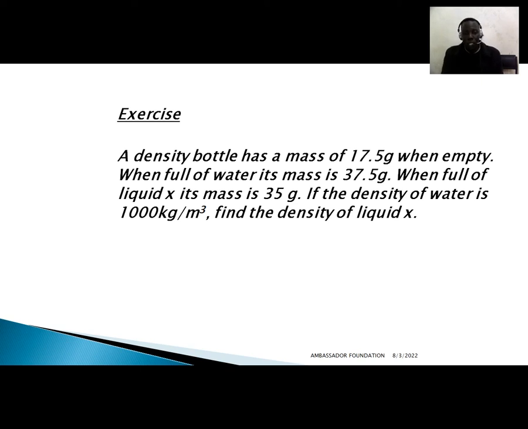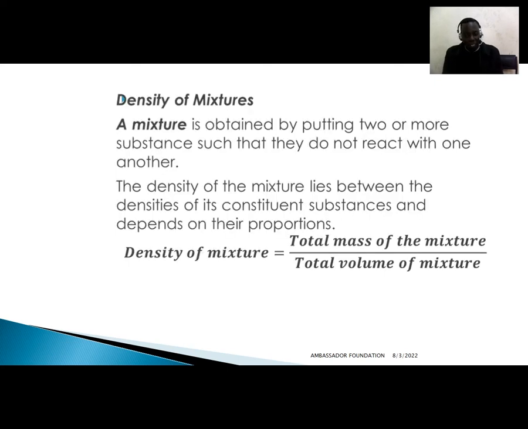So this one, a density bottle has a mass of 17.5 grams when empty. When full of water, its mass is 13.5. When full of a liquid X, its mass is 35 grams. If the density of water is 1,000, but that is 1 gram per centimeter cubed, find the density of the liquid X. In fact, this one is for the liquids. Not much. Just be at ease. Work on it.